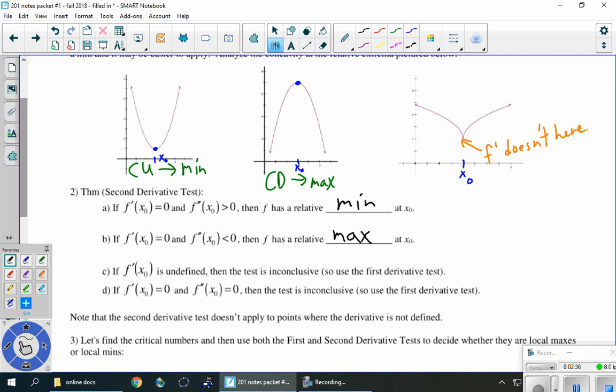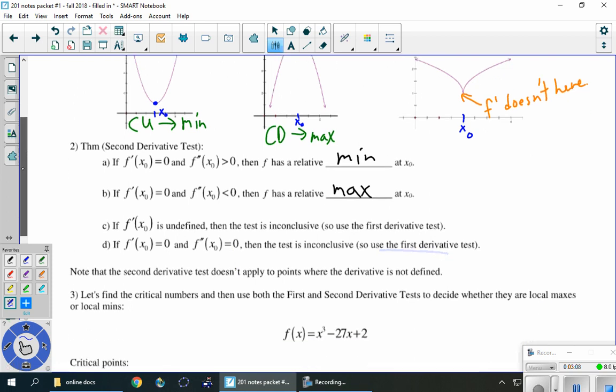If f prime of x sub 0 is undefined, like in the far right picture, then this test is inconclusive. You can't say whether you have a min or max. You really can't say anything. Try the first derivative test. Part D, if f prime of x is 0 and f double prime of x is also 0, so that means we're not in either of these cases. F double prime isn't positive or negative. But if it's 0, then again, the test is inconclusive, so use the first derivative test. And it says the second derivative test automatically does not apply to points where the derivative is not defined.